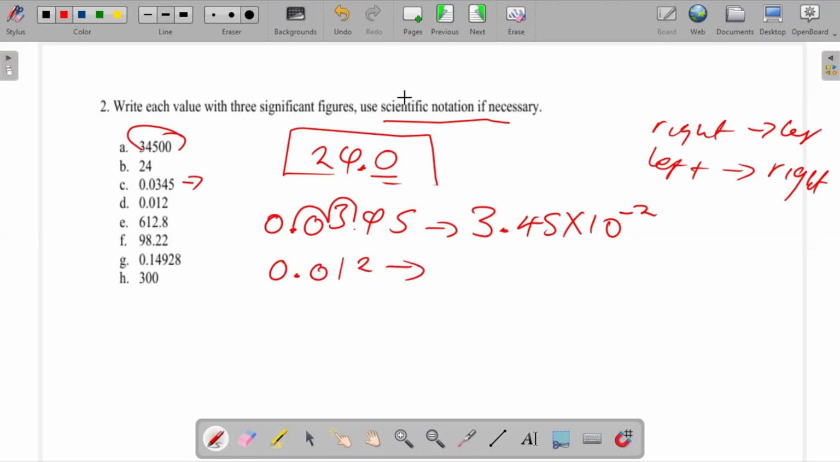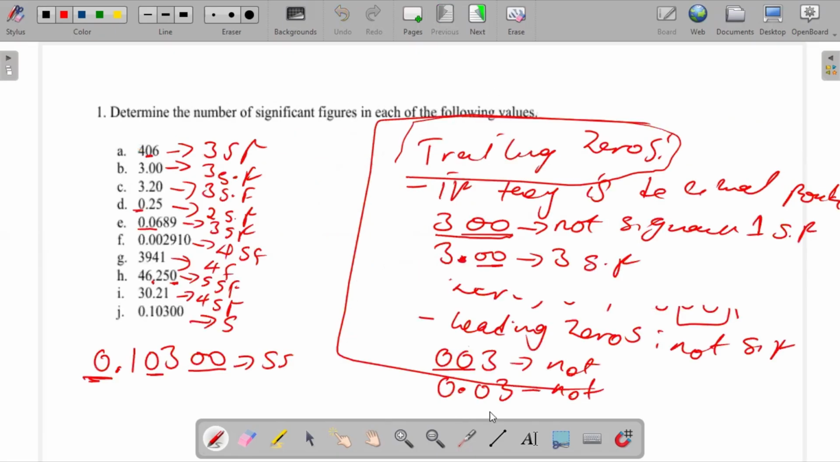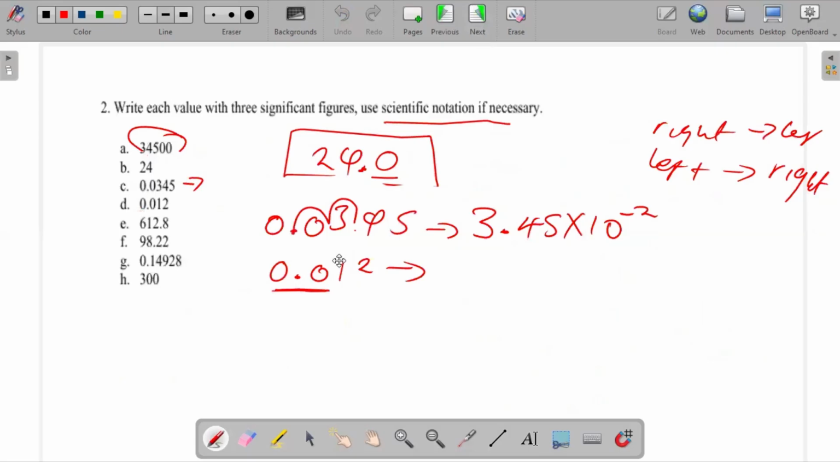We're having 0.012. So how many significant figures are we having here? 2, isn't it? These are leading zeros. So I encourage everyone to understand these principles. Once you know this, it will be easy for you. We are going to upload this video on YouTube and we'll share with you. So just make sure you get familiar with those principles.